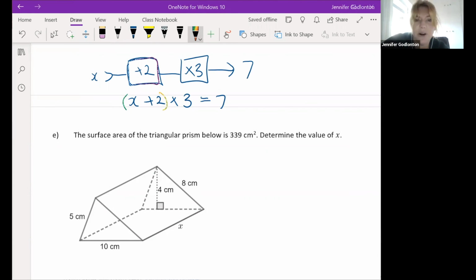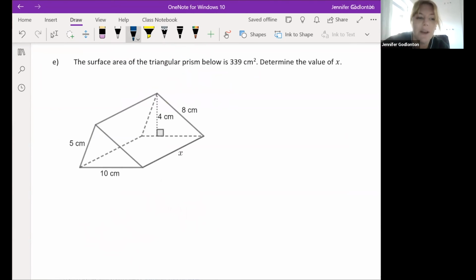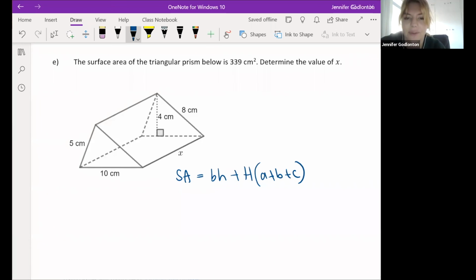Okay, Fatu, we are all yours. Talk us through, what am I going to write? Ma'am, you're going to write the formula first. SA is equal to BH plus H, bracket A plus B plus C. Beautiful. Okay, next step. Then 339 is equal to 10 multiplied by 4 plus X, then bracket 5 plus 10 plus 8. Good. Okay, next step.